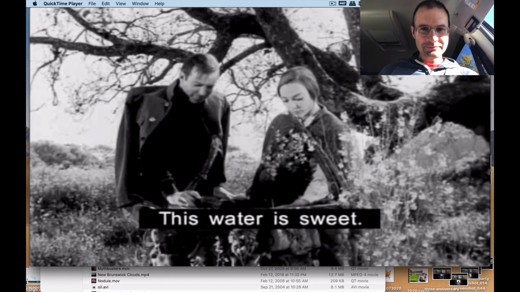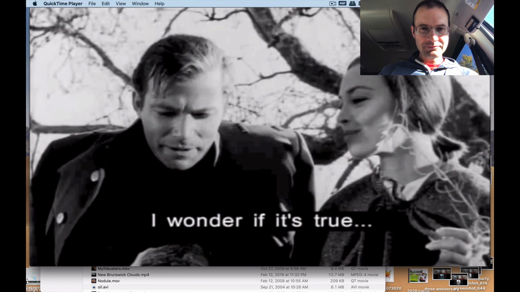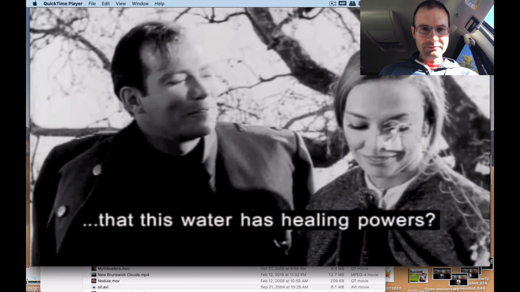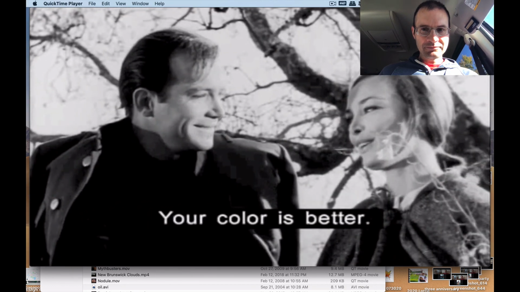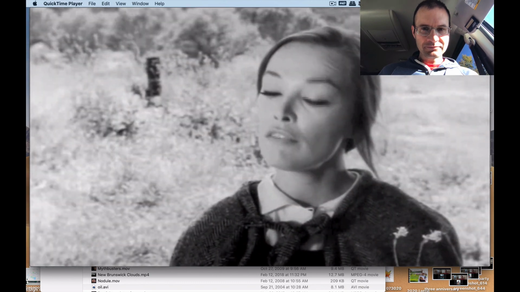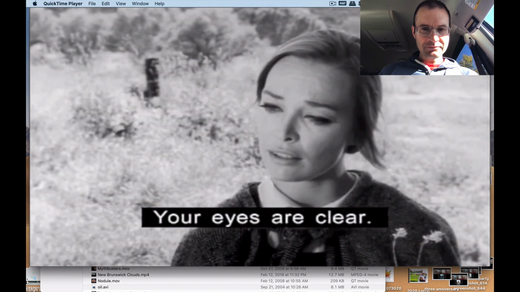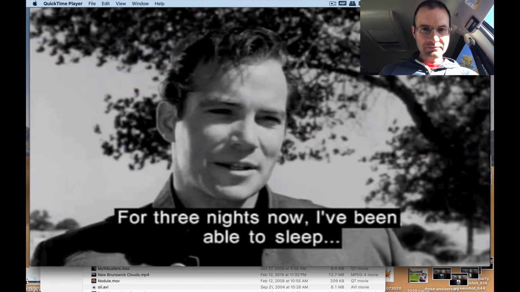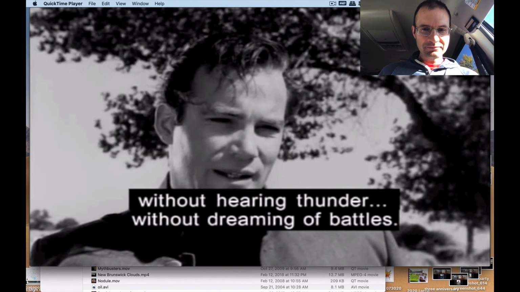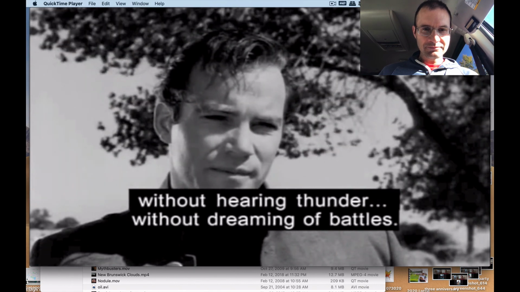Chester, dolce. Dimmi det Chester vem, che tu ricci con havas kurz provon. The aspecto estas clipona. Fresche pure aero revivigismin. Fiai oculo estas clarai. Dum la lastai tre noctai mi est ebre dormi, sans audi tondron, sans songi pri bataloi.